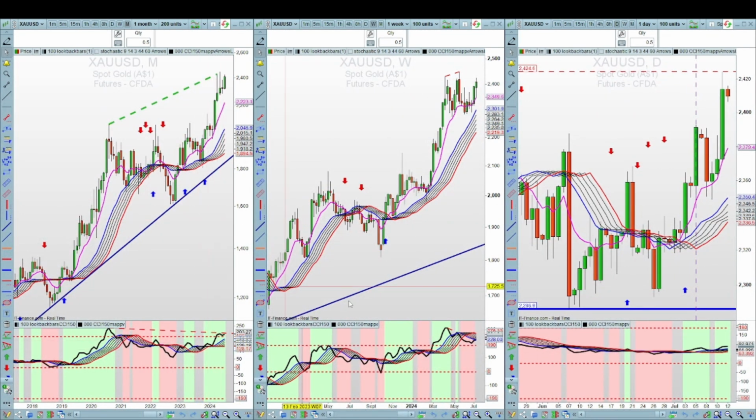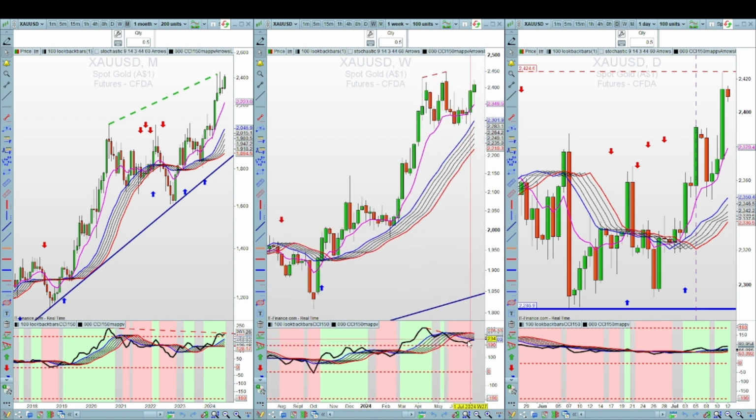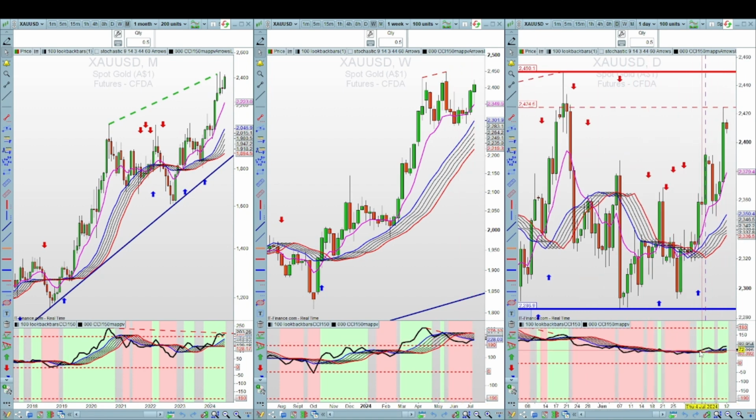It's above the moving averages on the monthly. It's broken down just into the neutral range after being bearish for a number of weeks on the weekly time frame. And on the daily, it's broken above the moving averages, even though that moving average range is very thin. It's broken above, and it's been bullish now for a number of days.